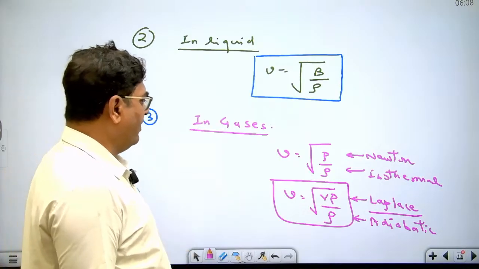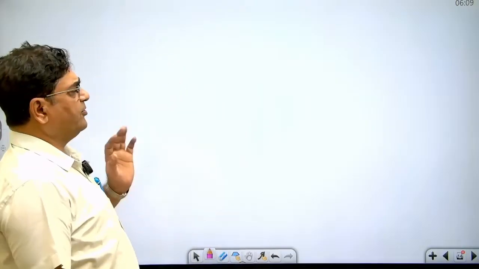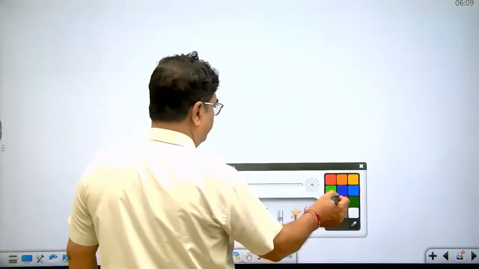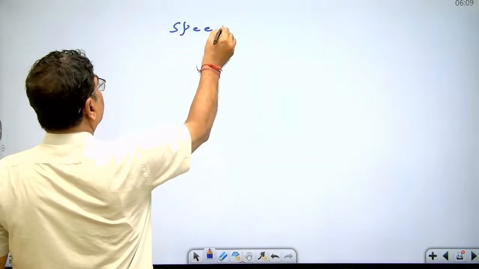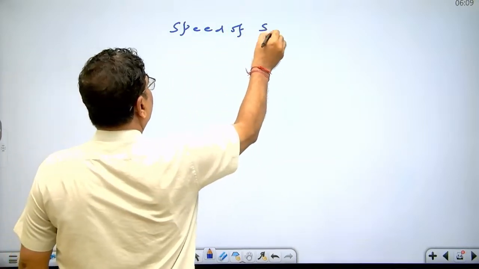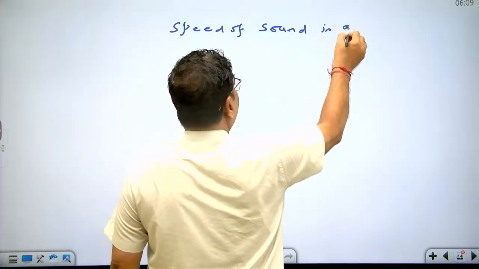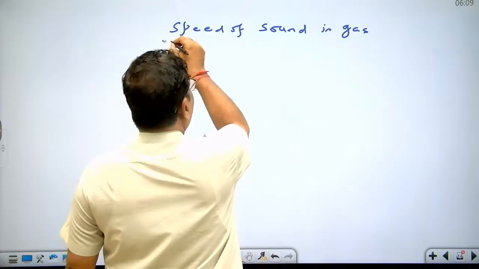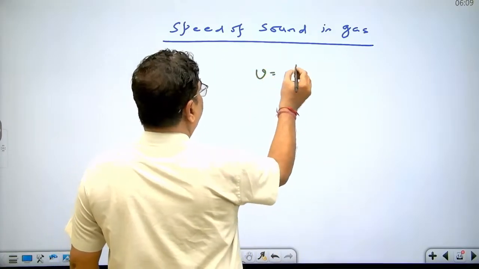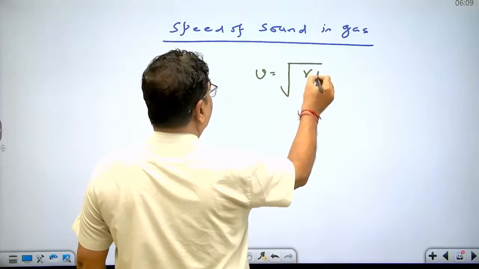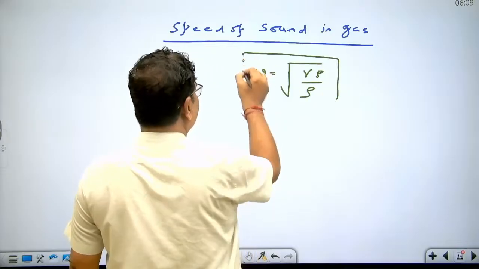So dear student, now we will be solving any problem for speed of sound in gases by assuming the process to be adiabatic. Okay. So speed of sound in gas, we will use the formula V equal to under root gamma P upon rho. And what is density?